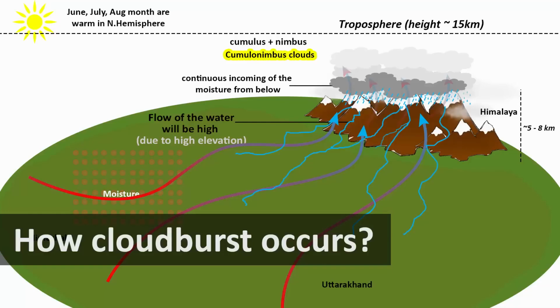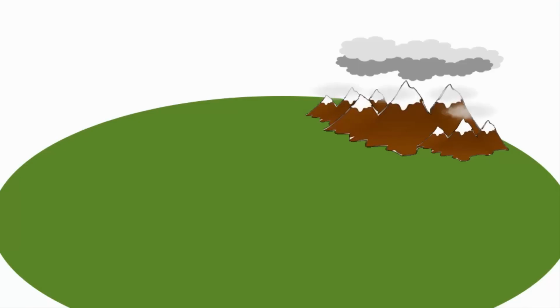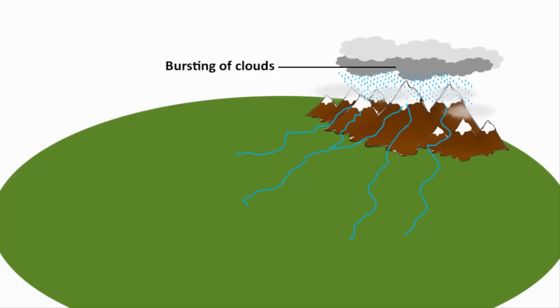In this video, we will learn how a cloudburst occurs. You have to understand that a cloudburst usually occurs near a hilly region. Why? Because mountains are the only landform that are closer to clouds, and cloudburst basically means bursting of a cloud. If a cloud bursts near a mountainous region, then the impact is much higher compared to any plain area.